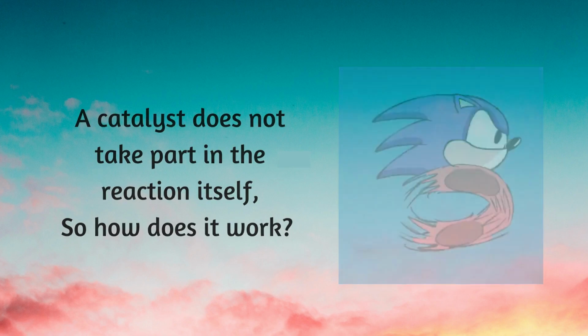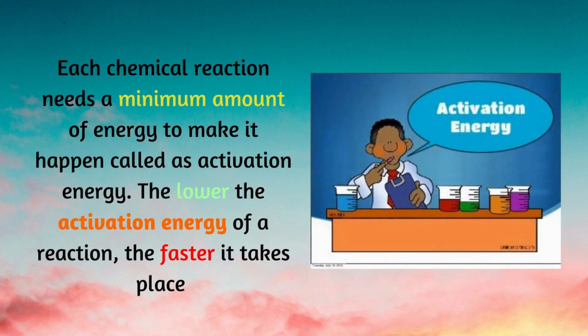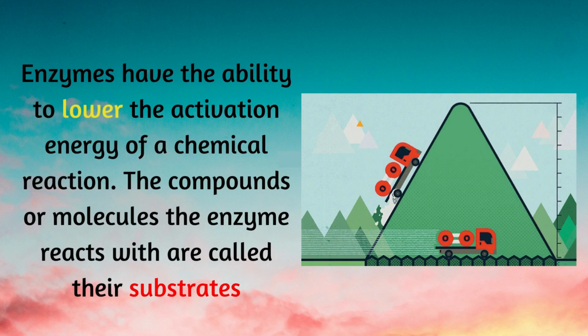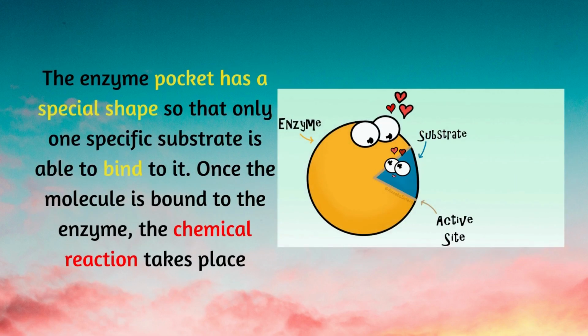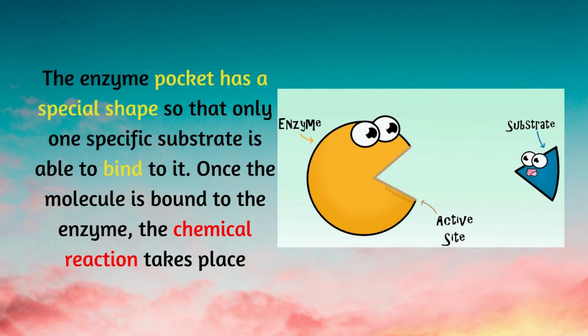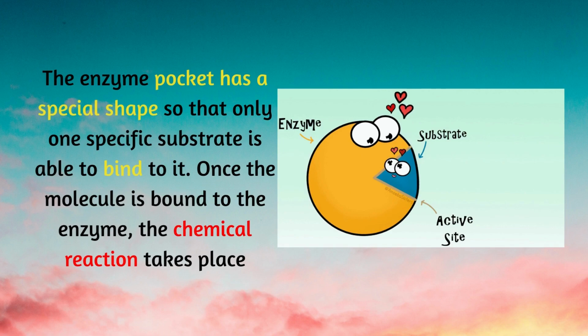So, how does it really work? Each chemical reaction needs a minimum amount of energy to make it happen. This energy is called the activation energy. The lower the activation energy, the faster the reaction takes place. Enzymes have the ability to lower the activation energy of a chemical reaction. The compounds or molecules the enzyme reacts with are called substrate. The enzyme pocket has a special shape so that only one specific substrate is able to bind to it. Once the molecule is bound to the enzyme, the chemical reaction takes place. These enzymes are very specific.